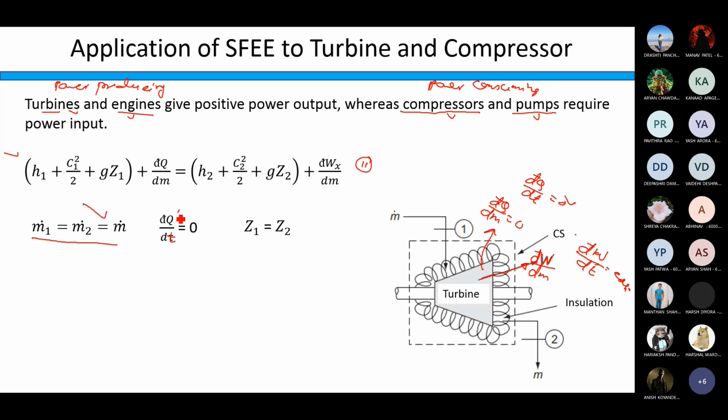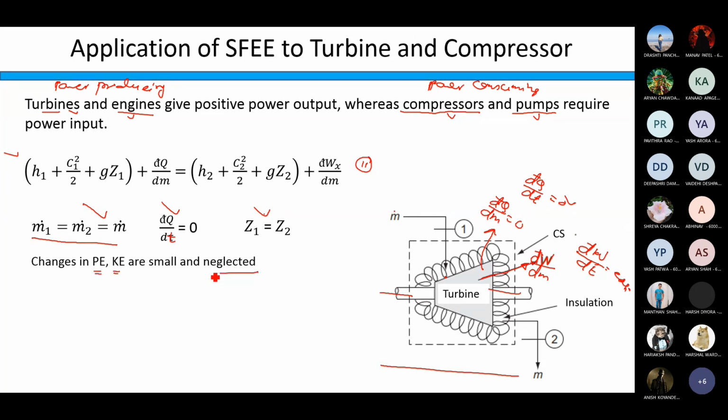The insulation is applied, so this term is 0, correct? And the elevation. If you take any random datum and try to find the elevation difference between inlet and exit, and if it is negligible, I am going to assume Z1 equals Z2. If it is not negligible, we have to consider this, remember. For the time being, I am saying it is more or less equal, so Z1 is equal to Z2, right? Now, the changes in potential energy and kinetic energy are small and can be neglected.